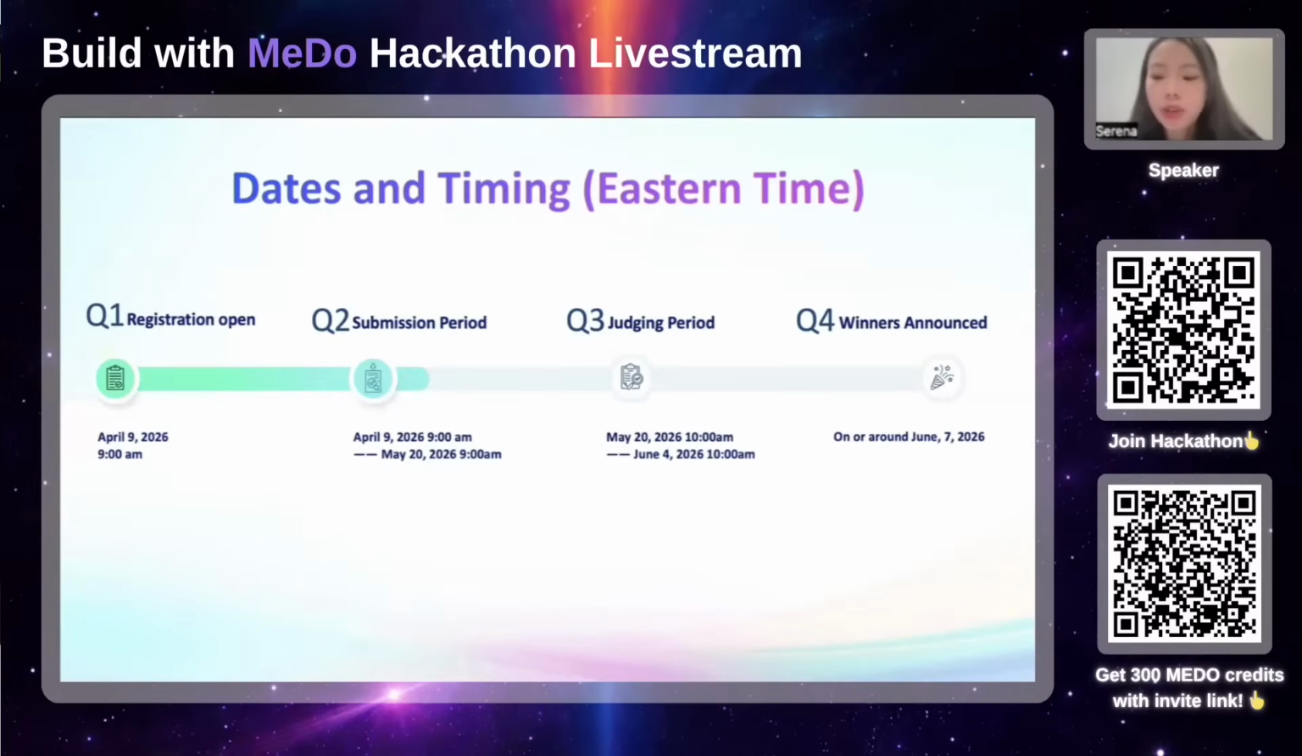Now let's quickly go through the timeline. The hackathon is already live right now, and we are in the submission period. That means you can start thinking about your ideas, build your project, and submit before May 20th. After that, we will move into the judging period, and the winners will be announced around June 7th. To be honest, if you're thinking about participating, the best time to start is now. You can scan the QR code on the screen to check it out and join us.